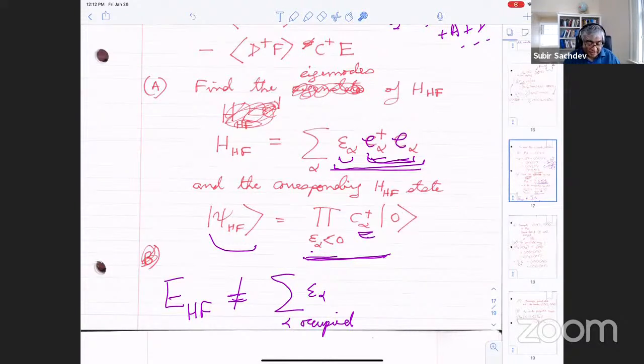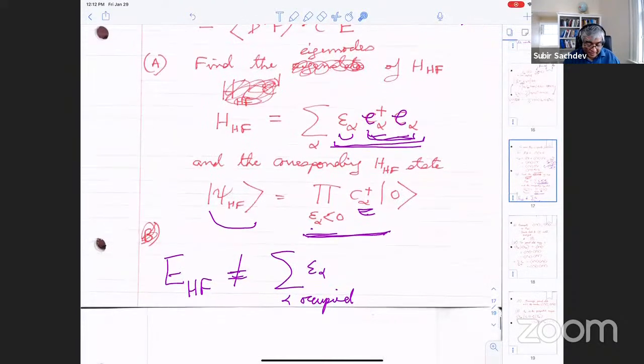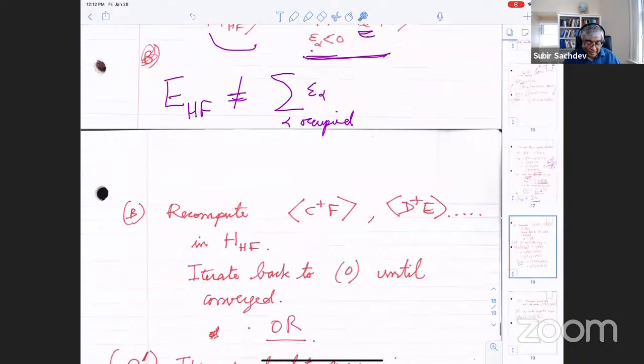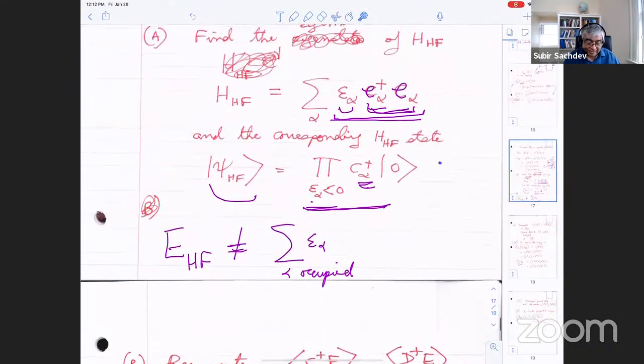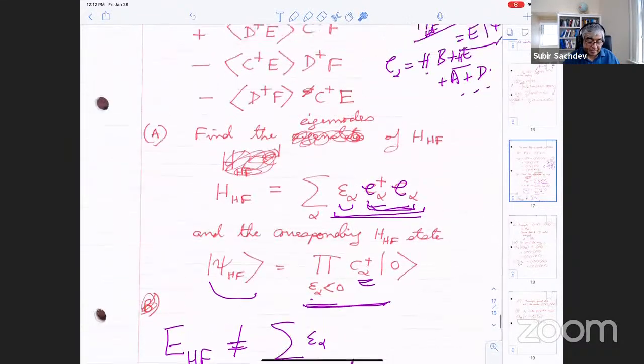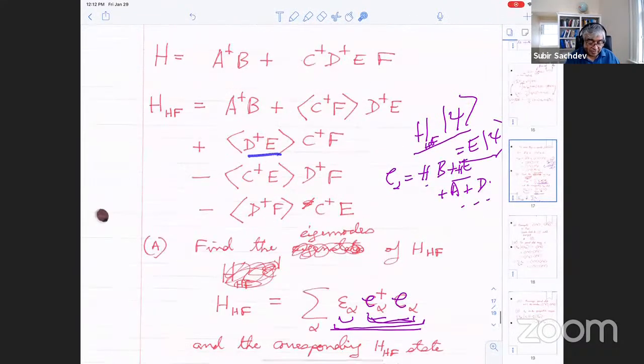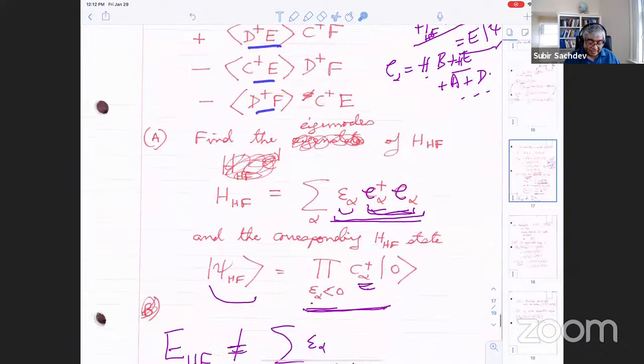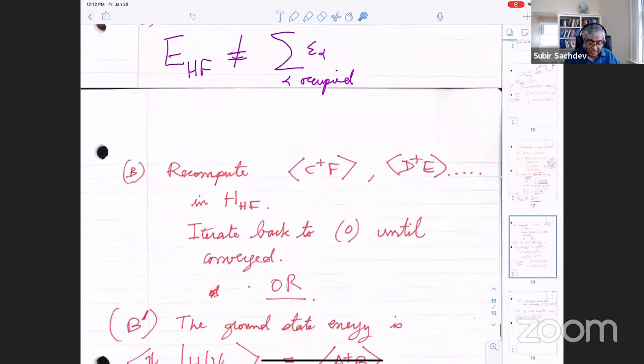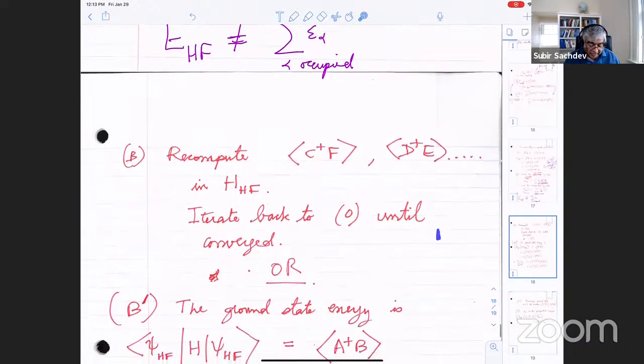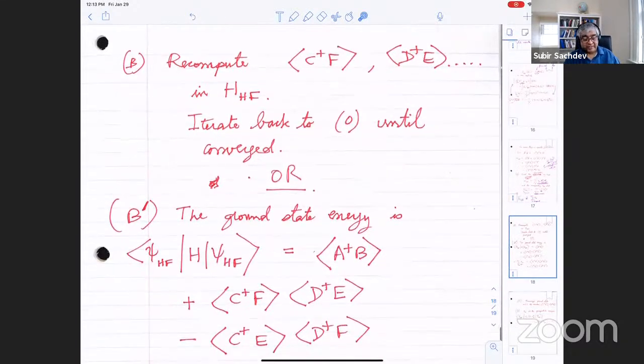Okay, so that's step A. That's where we were last time. And then now you have the wave functions and the energies, but these depend upon these expectation values. So you recompute the expectation values, and then you go back and keep iterating until the thing converges. Okay. All right. So now, then what is the ground state energy?